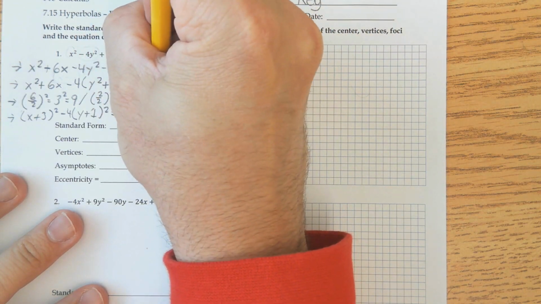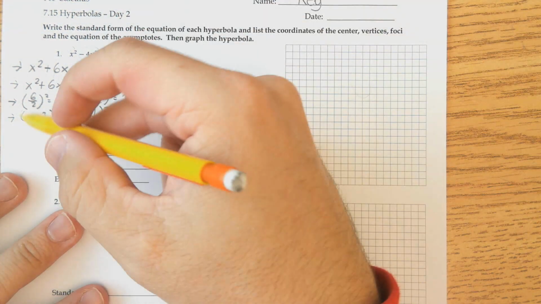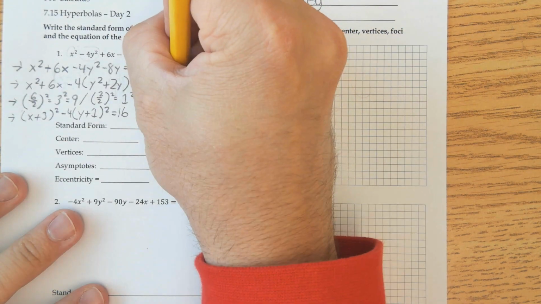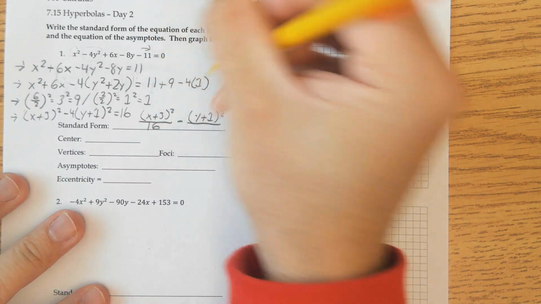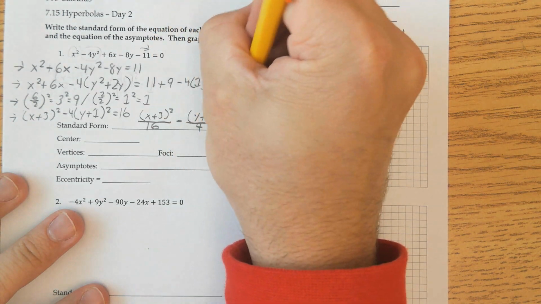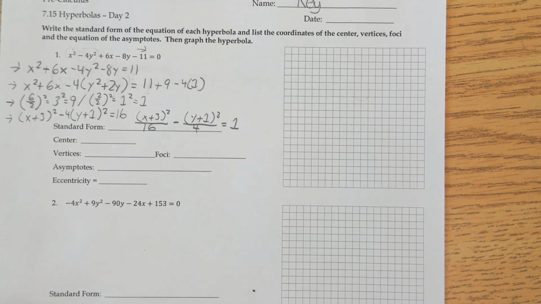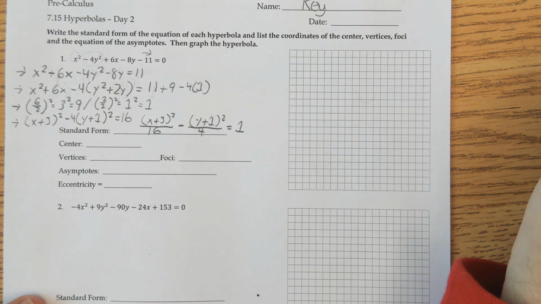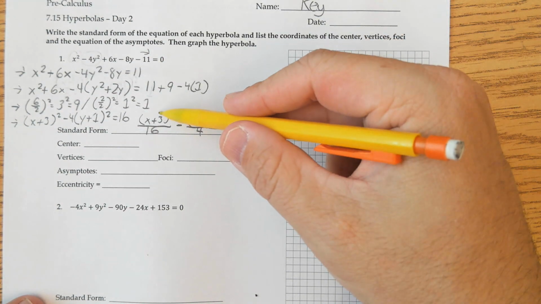And so my standard form is going to look like this. I'm going to get x plus 3 to the second power over 16, because that's just a 1 out front. Negative 4 divided by 16 is going to give you y plus 1 to the second power over negative 1/4, so we just write 4 there. And there you go, so there's my standard form right there: x plus 3 to the second power over 16 minus y plus 1 to the second power over 4 equals 1.